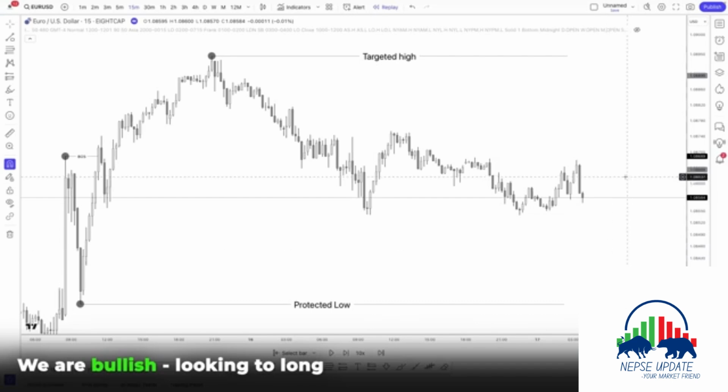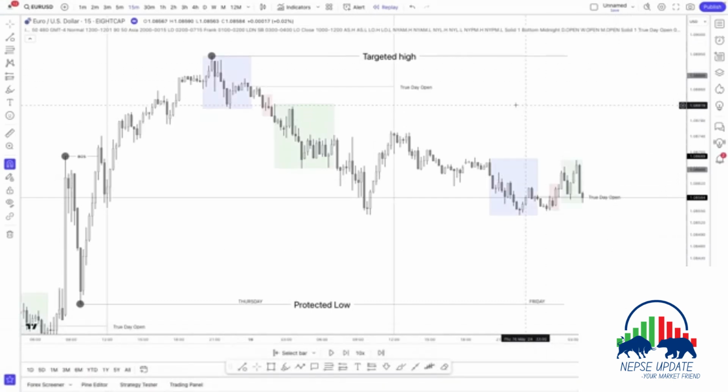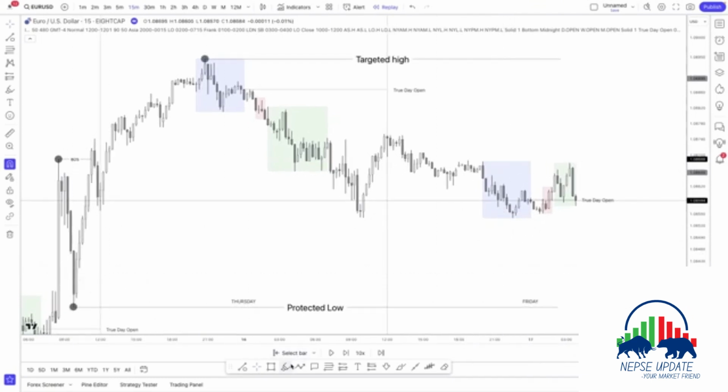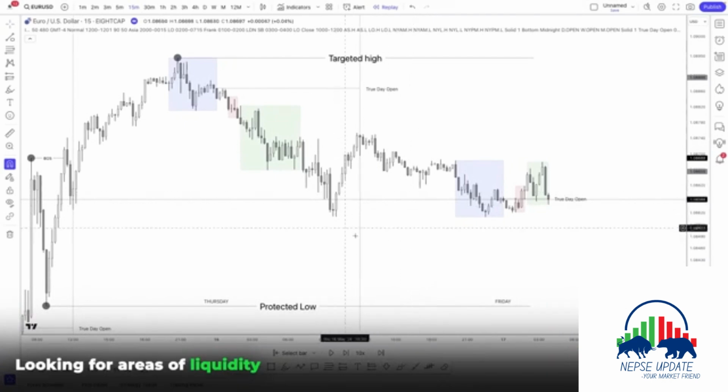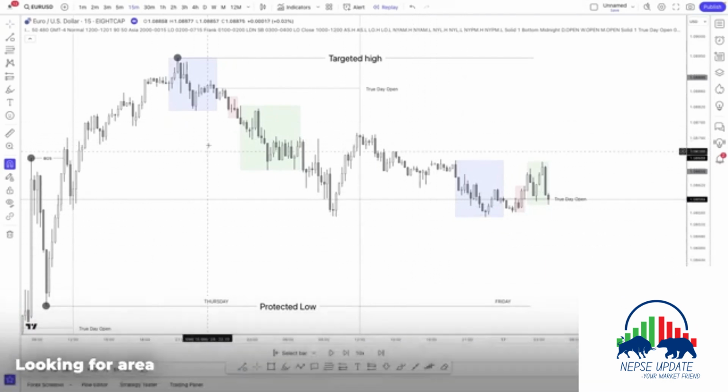Now I'm going to turn on my special indicator. This indicator just tells me pretty much the sessions, right? So the blue box, just like we did in the theory, represents Asia. Now I know that Asia represents a large area of liquidity. So if step number one is bullish, step number two is all about identifying liquidity. So what I now need to do is identify all the pockets of liquidity in this level.